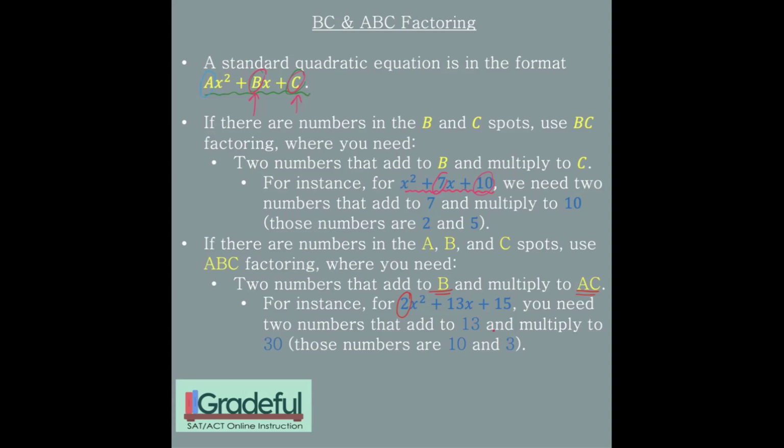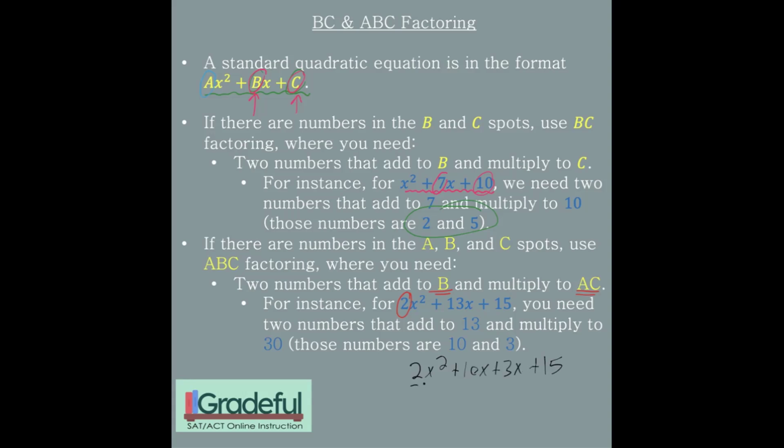And what two numbers do that? 10 and 3. Now for BC factoring, once you find your two numbers, 2 and 5, then it factors x plus 2, x plus 5. But for ABC factoring, when you find your two numbers, you're kind of just getting started, because what you would do is split the middle term. So the next thing we would do here is 2x squared plus 10x plus 3x plus 15.